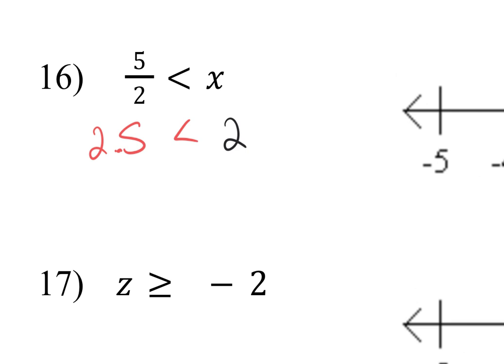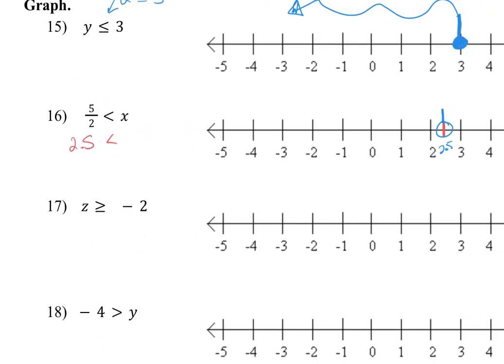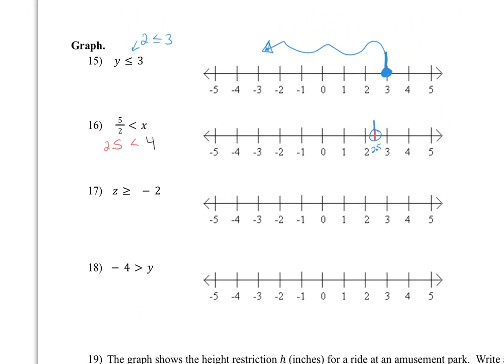Okay, let's test a different number. What number do you want to test this time? 4? Okay, let's test 4. That's to the right of our circle, by the way. Does that work? Is that true? 2.5 is less than 4. Yeah, that's true. Okay? So, do a squiggly here.